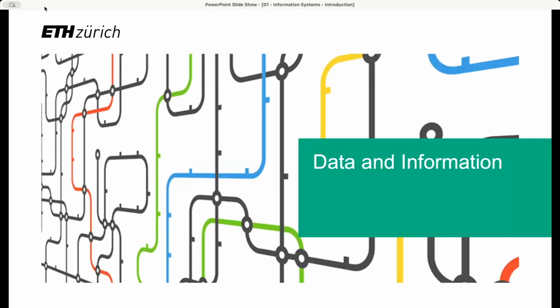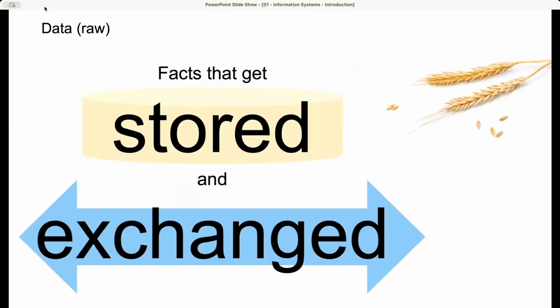So now we are going to start diving a little bit into concepts on the high level and see how far we go. So what is data? Well, we'll define that as facts about the world, that can be stored and that can be exchanged.